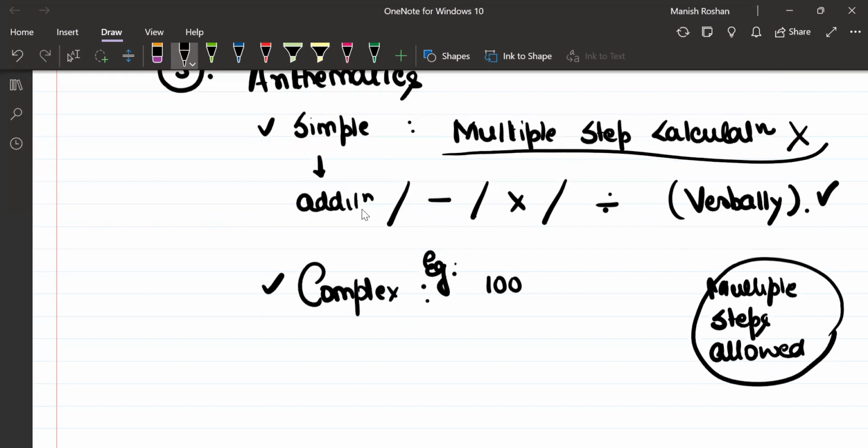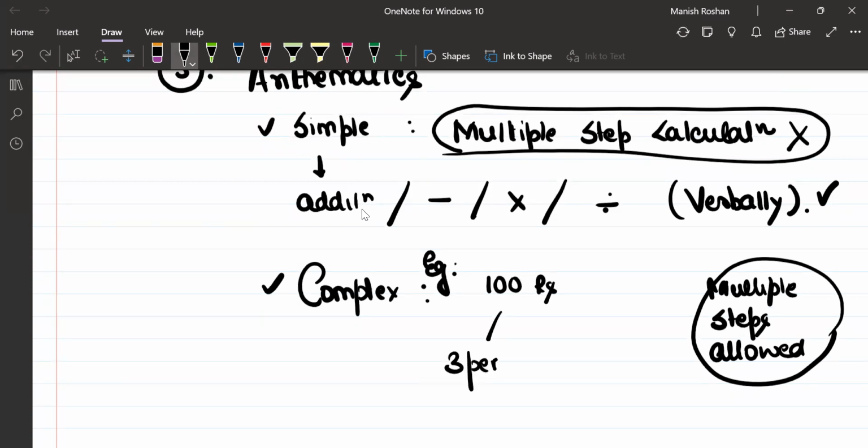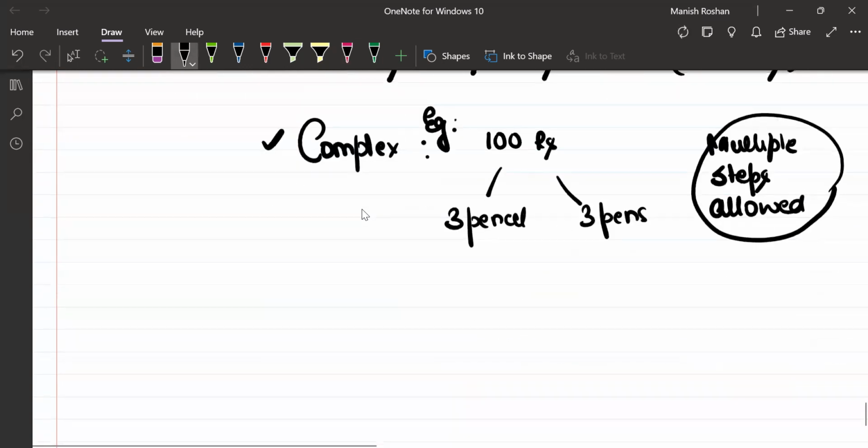Here the multiple steps were not allowed. That is important. So what you do is, you are having 100 rupees, then you have to buy 3 pencils and 3 pens. So this is the first step of calculation, that each pencil costs around 3 rupees each and each pen costs around 5 rupees each.